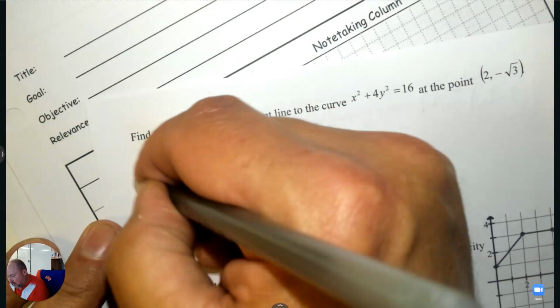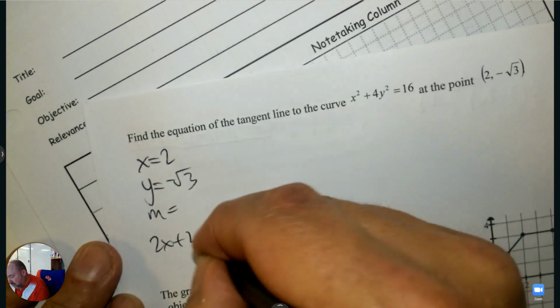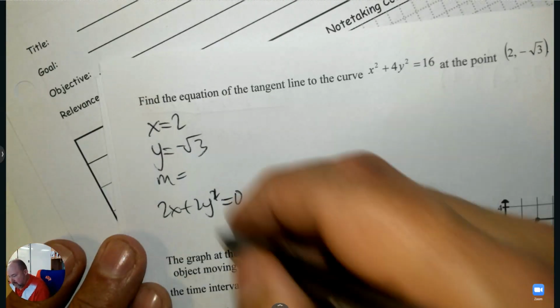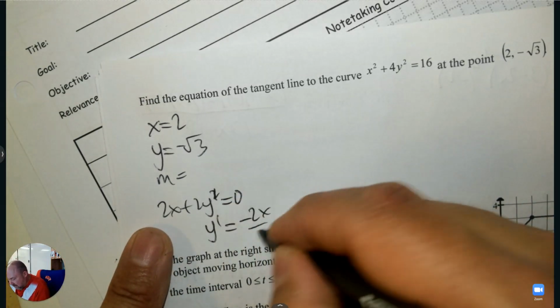All right, equation of a tangent line. That means x equals 2, y is negative root 3, and then the slope is the derivative of that. So that's 2x, that's 2y prime is equal to 0. So if I get y prime by itself, it'd be negative 2x divided by 2.